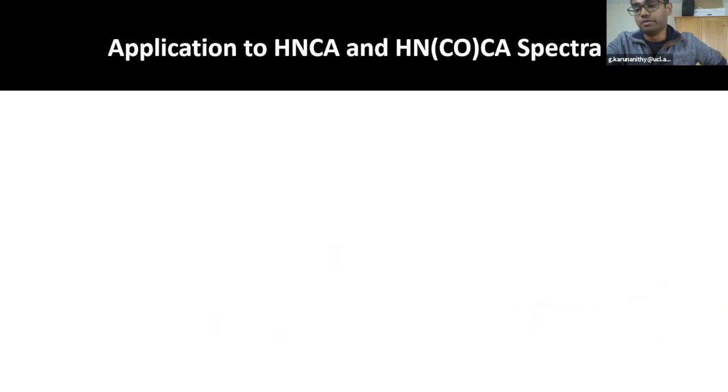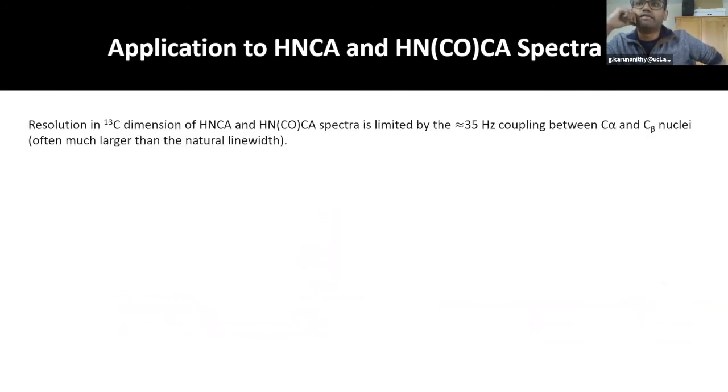And we can also run this experiment on HNCA and HNCOCA spectra. In this case, you have an extra complication. Often resolution is limited by this 35 Hertz coupling between C alpha and C beta. You can try band selective inversion approaches to get rid of this, but they're always a bit of a struggle because you have serines and threonines where the C alpha and C betas overlap. And if you're going to use other methods for deconvolution to decouple, you have to figure out strategies to deal with the glycines where you have no coupling.